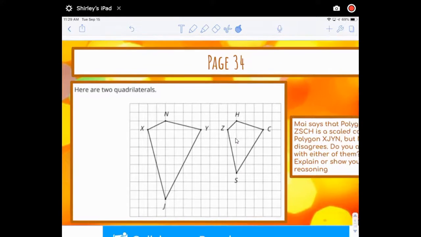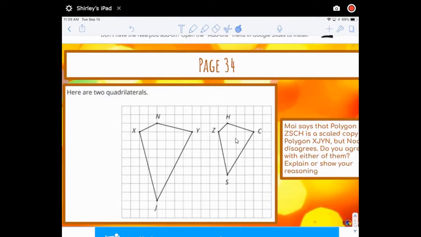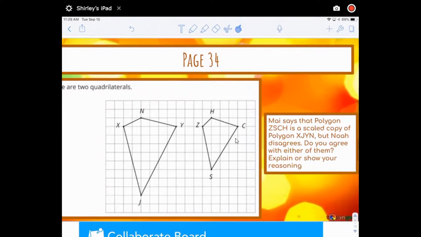But the last problem I'm going to just go through with you is on page 34. So we're given two quadrilaterals. And we have a question saying that student 1 says that polygon Z, I'm just going to call it polygon Z because it's easier, is a scaled copy of polygon X. But Noah disagrees. We have to figure out who we agree with.